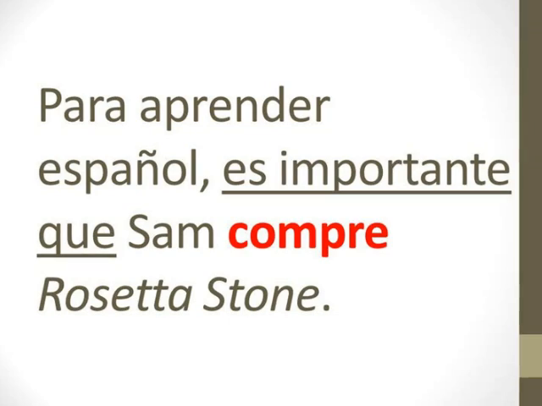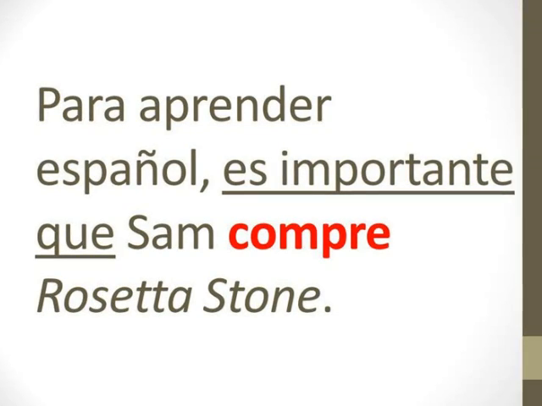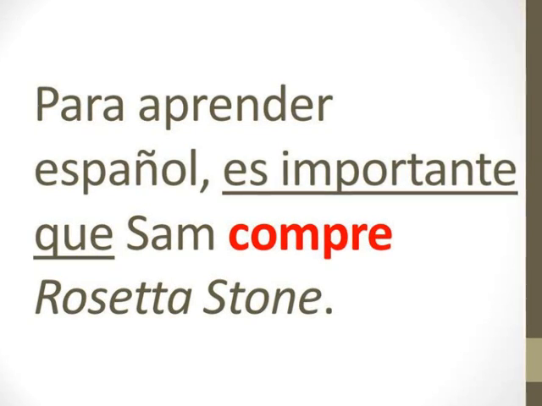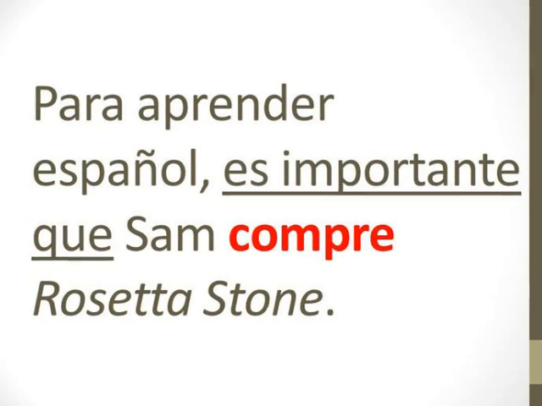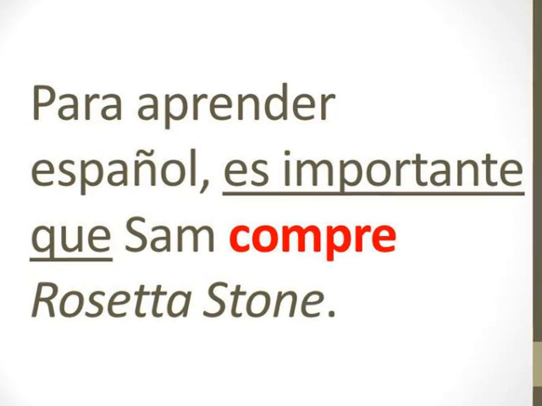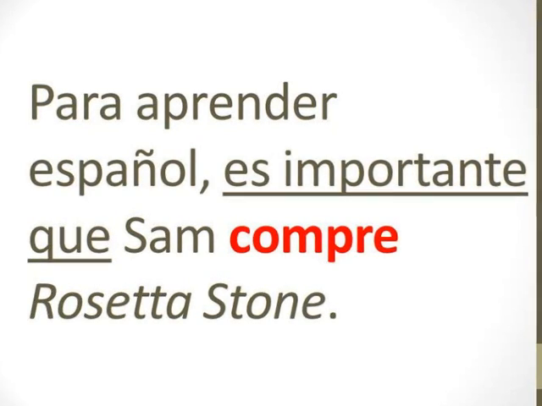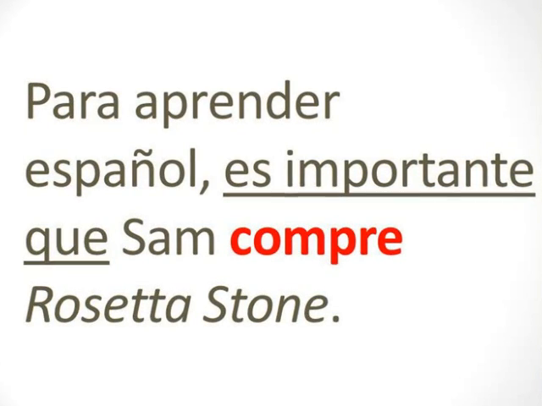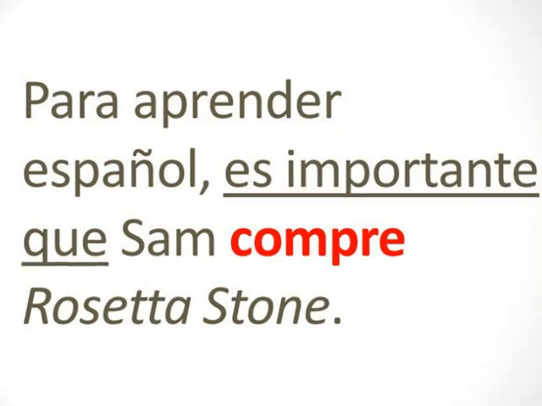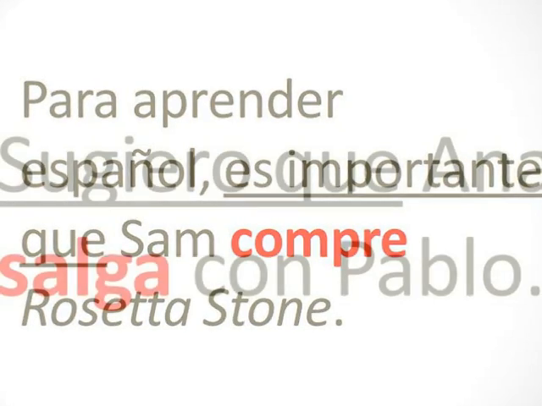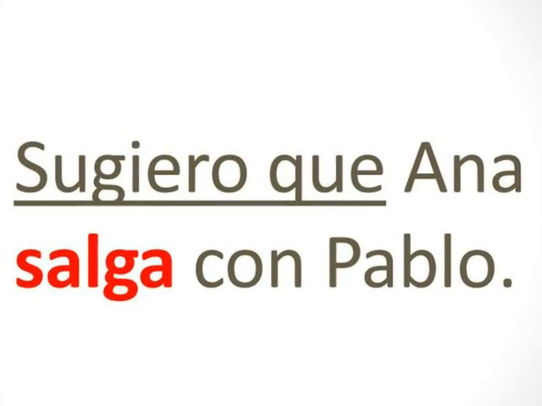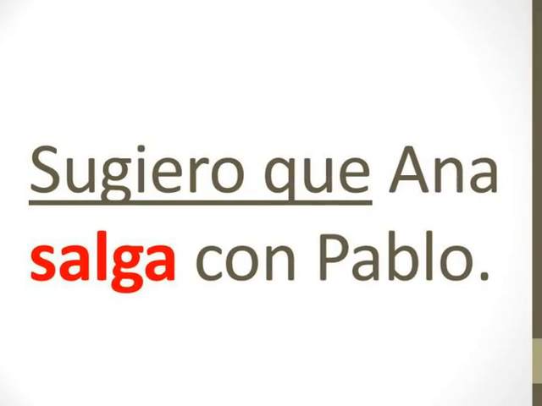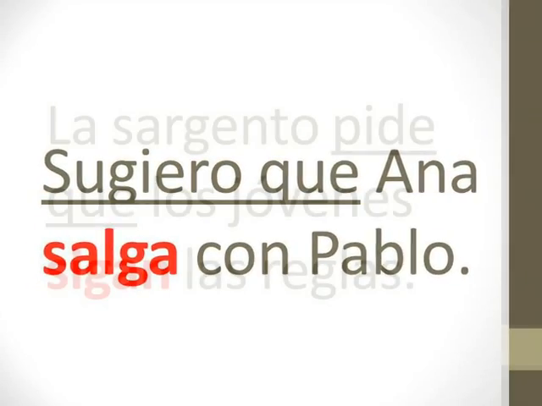So our pattern's always the same. We have either es importante que, es necesario que, es bueno que, one of our impersonal expressions, or a verb like quiero or recomiendo or sugiero, a verb that's conjugated with one subject, then a que, then a change in subject and the verb in the subjunctive. Sugiero que Ana salga con Pablo. I suggest that Ana goes out with Pablo.